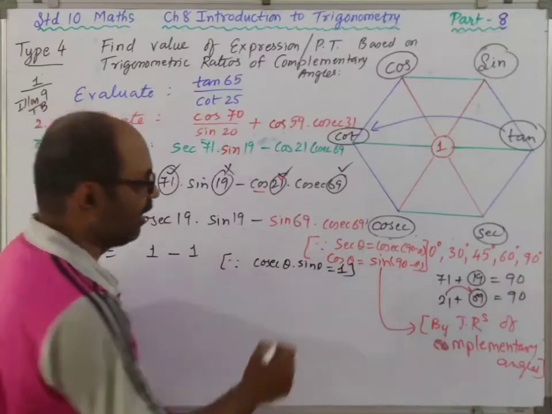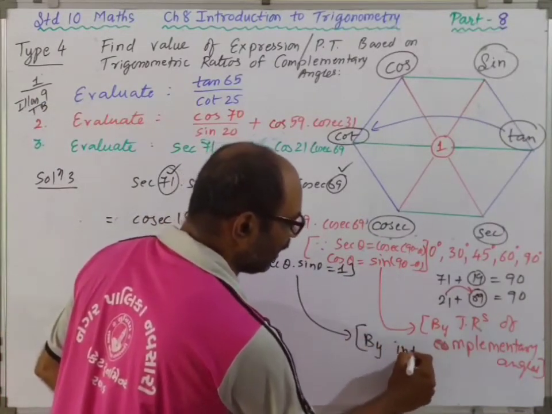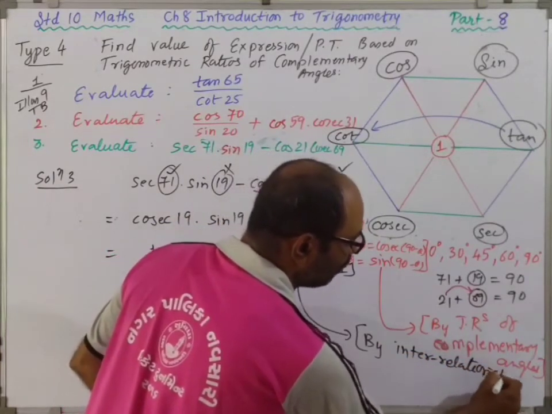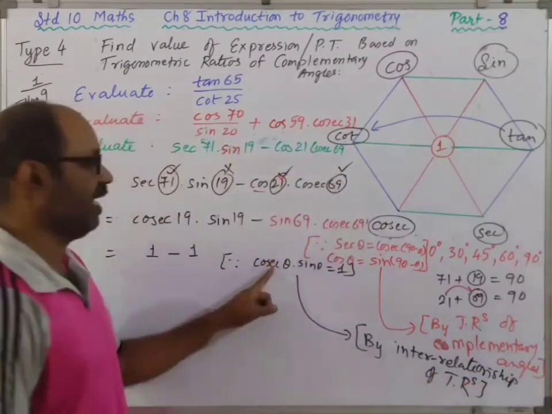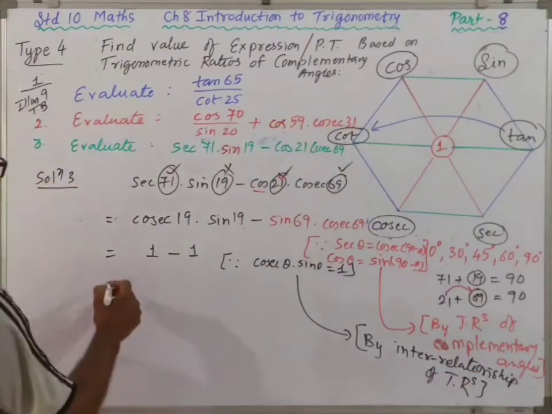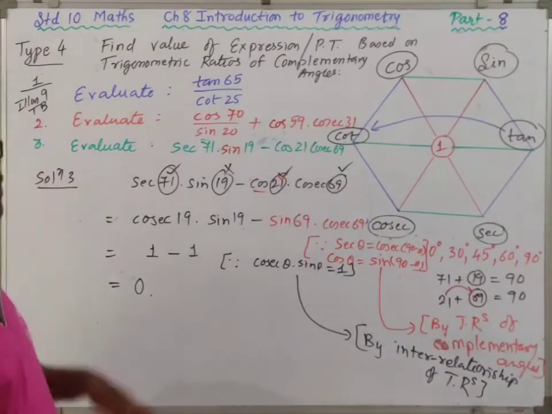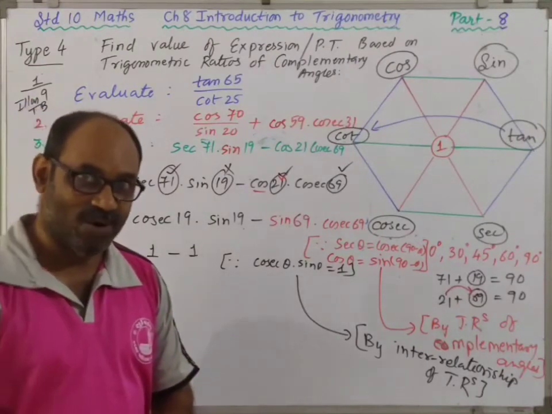Now if you don't want to write this, you can write by interrelationship of trigonometric ratios. If you don't want to write this, write that. Now 1 minus 1 is 0, so the value is 0. I hope you have understood this type 4. We'll proceed further and see more.